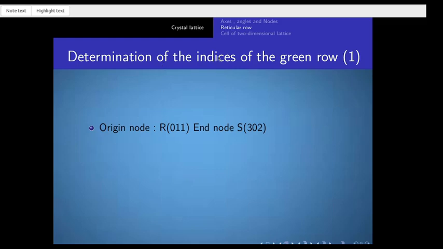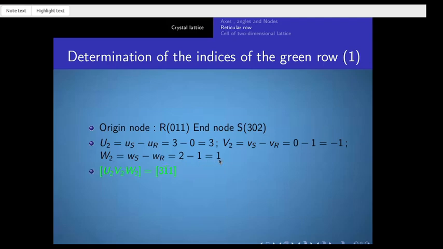And if we go now to the green row and take the origin node at node R with coordinates 0, 1, 1, and the end node at S with coordinates 3, 0, 2, we obtain U2 equals 3, V2 equals minus 1, and W2 equals 1. And we say that U2, V2, W2 equals 3, 1 bar, 1.